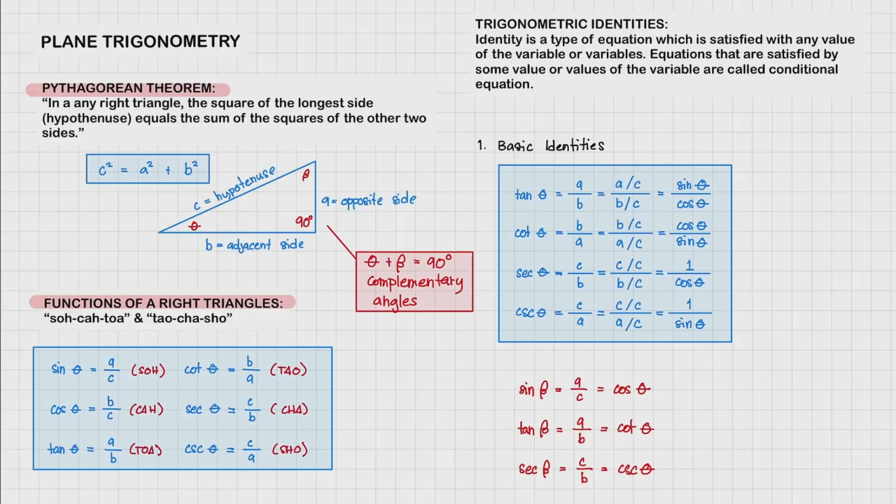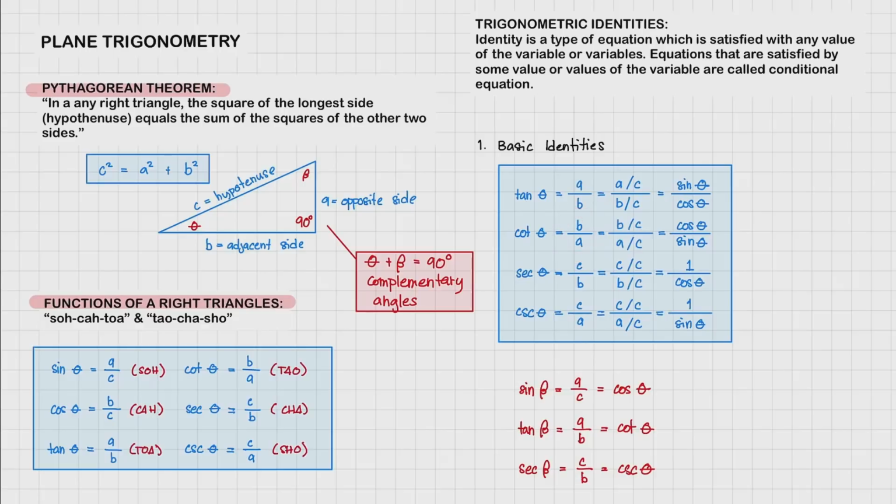What would happen is that the A over C, what is A over C? It is sine theta. And B over C is equal to cosine theta. So, it would be equal to sine theta over cosine theta. That is one of our basic identities. Now, let's check out cotangent theta. Cotangent is just B over A.